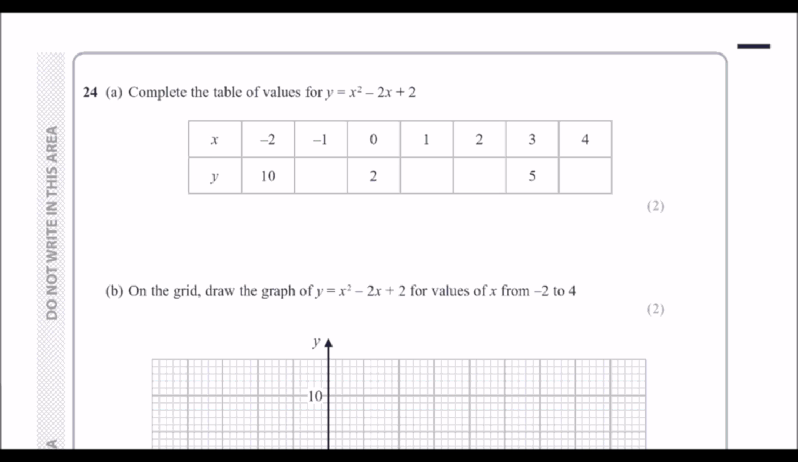Question 24. Complete the table of values for y equals x squared minus 2x plus 2.